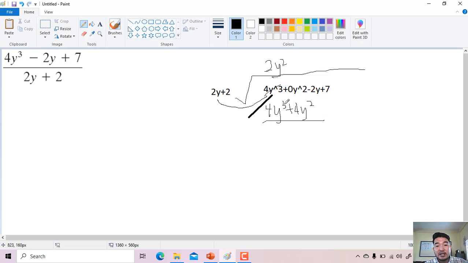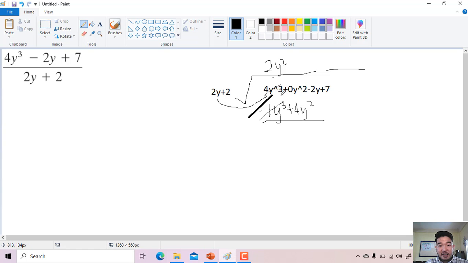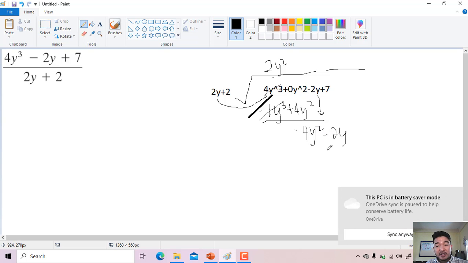Alright. And then we subtract. So we canceled it out already. We subtract 0y squared minus 4y squared. So we subtract 4y cubed by 4y cubed. So that's 0 already. Then 0y squared minus 4y squared. So this will become negative 4y squared. And then we bring down negative 2y. And then you continue with the division process.